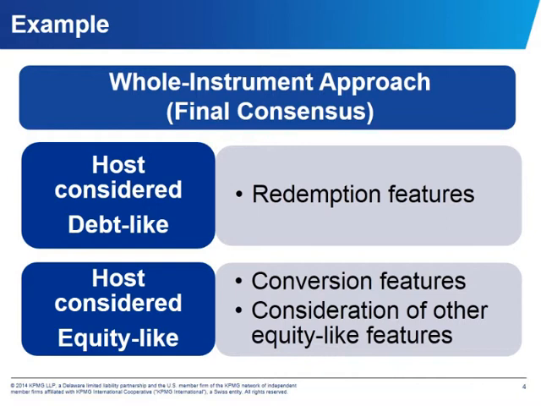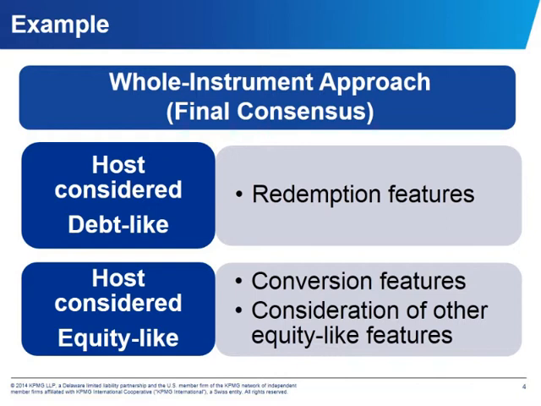Originally there were three methods that had been discussed in practice: the whole instrument approach, the chameleon approach, and the pure host approach. Under the whole instrument approach, an entity would look at all of the terms and features within the contract to determine whether the instrument is more akin to debt or to equity. Under the chameleon approach, you would exclude certain embedded derivative features that are being evaluated for bifurcation when you're evaluating the host. Under the pure host approach, you would exclude all of the embedded derivative features when evaluating the nature of the host.